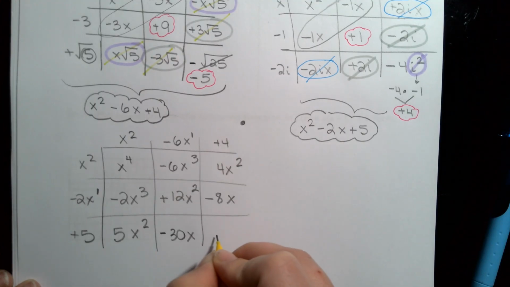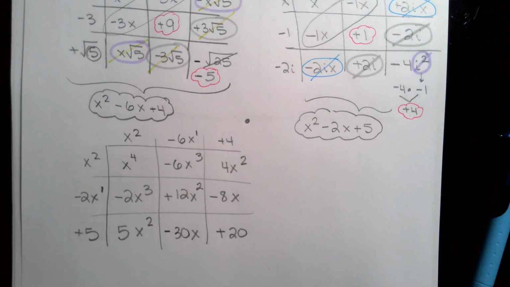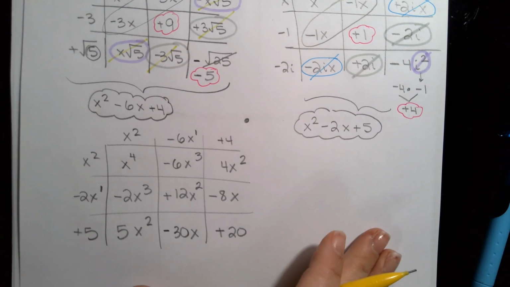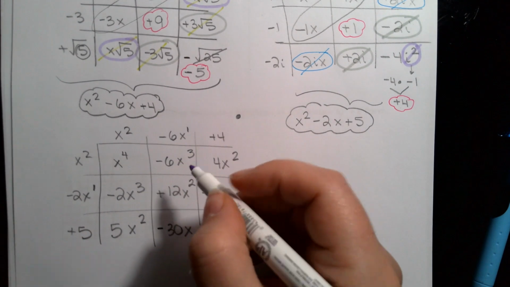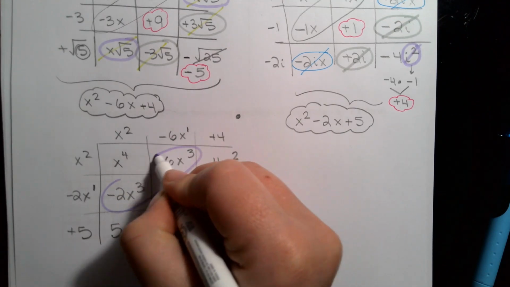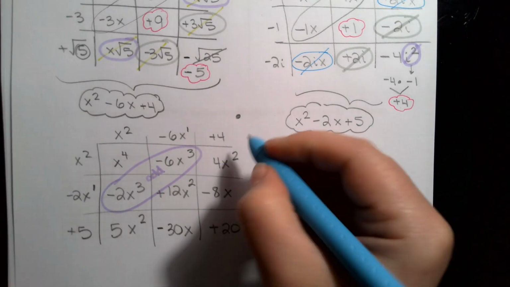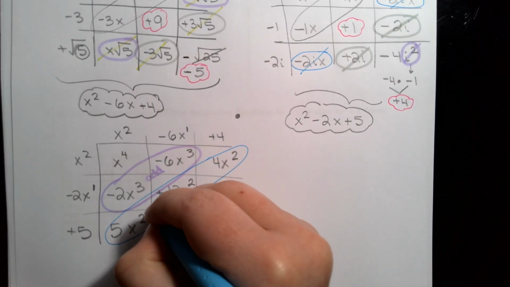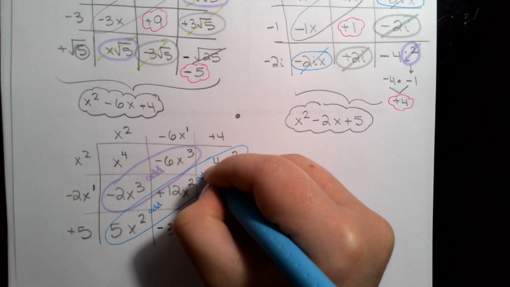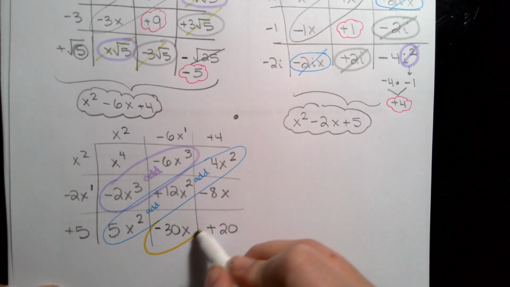In here we have positive positive, which gives me a positive. 5 times 4 is 20. Notice that we should not have any square roots. We should not have any i's here, but we are going to be combining these terms that are alike. So I need to add these together. I need to add all of my x squares together. And we are adding these together. And I need to add all of my x's together.